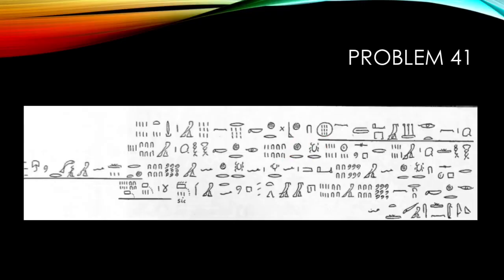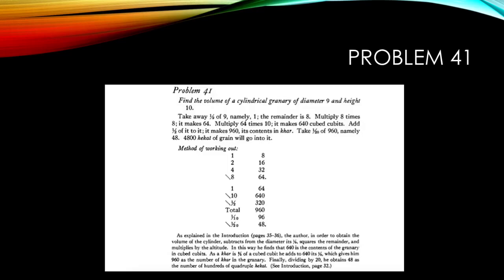Take away 1/9 of 9 and that means 1. The remainder is 8. What they tell us is to take away 1/9 of 9, and that gives us 1. Then subtract 1 from 9. It gives you 8. So now the question is, where does this formula come from?